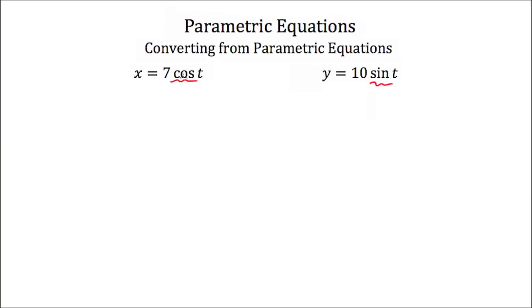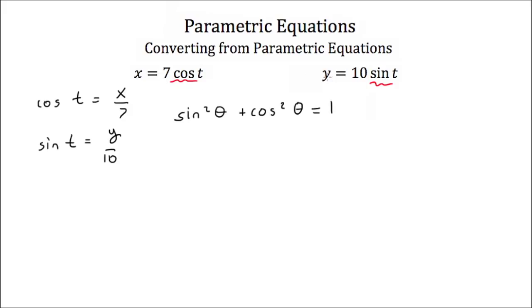is to use the trig identity, where the sine squared of whatever angle plus the cosine squared of that same angle, that's always equal to 1. So what I want to do is take these two parametric equations and rearrange them so I have the cosine of t is equal to x over 7, and then the sine of t is equal to y over 10.